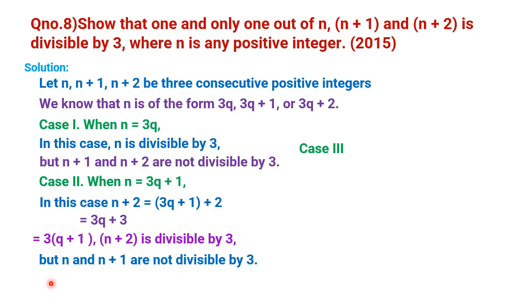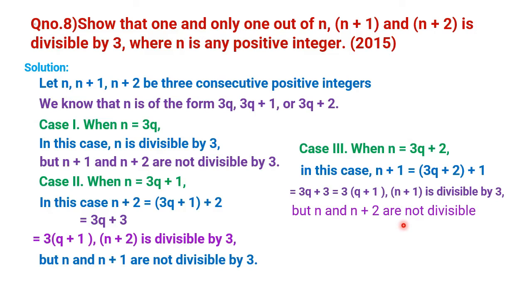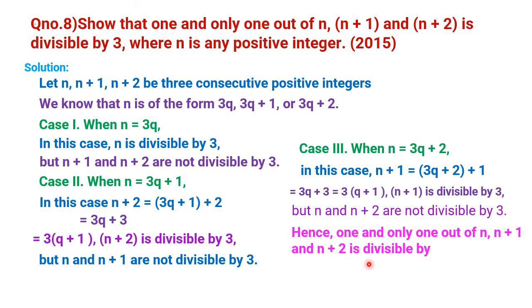Case 3. When n is equal to 3q plus 2. In this case, replacing n here, we get n plus 1 is equal to 3q plus 2 plus 1, which is equal to 3q plus 3, which is equal to 3 into q plus 1. n plus 1 is divisible by 3. But n and n plus 2 are not divisible by 3. Hence, 1 and only 1 out of n, n plus 1 and n plus 2 is divisible by 3.